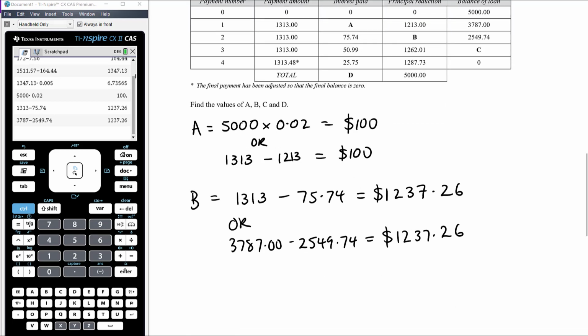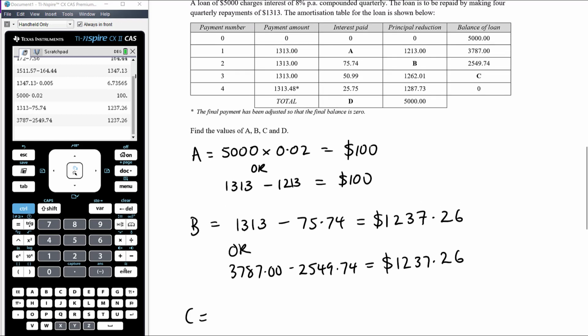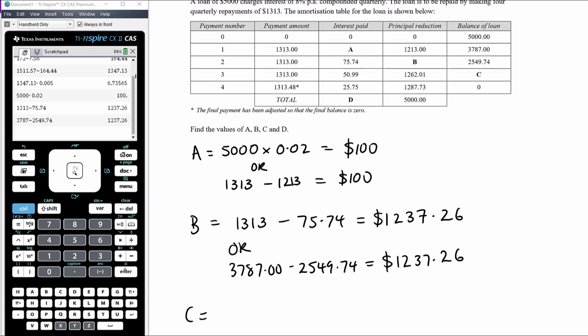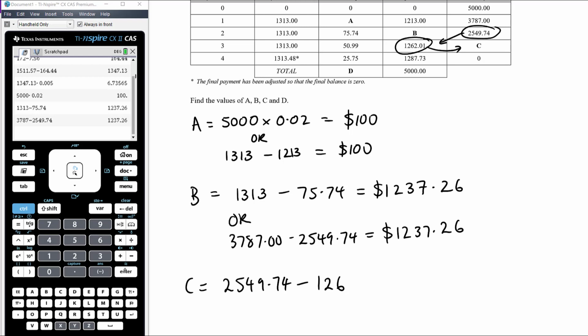Okay. All right. So now finding the value for C, which is the balance after 3 months. And the easiest way to find the balance after 3 months would be to take the balance after 2 months, subtract the principal reduction to get C. So it's going to be 2549.74 minus the principal reduction of 1262.01.